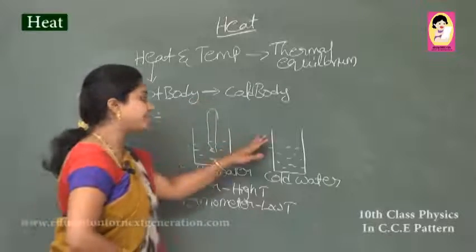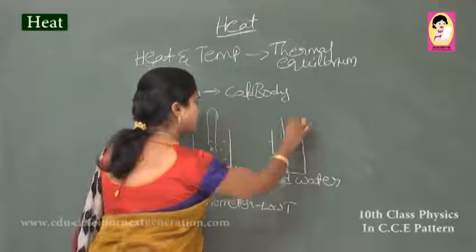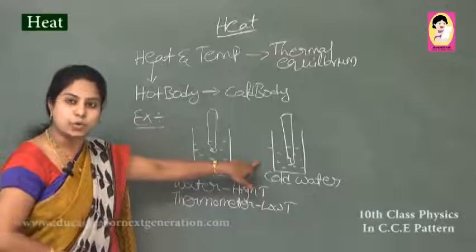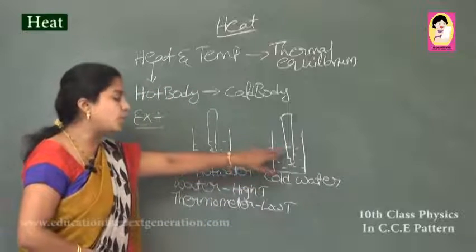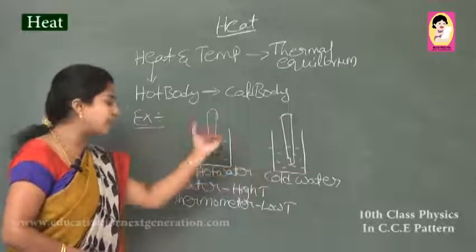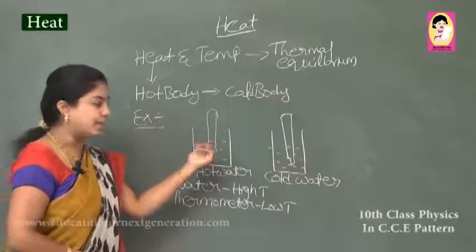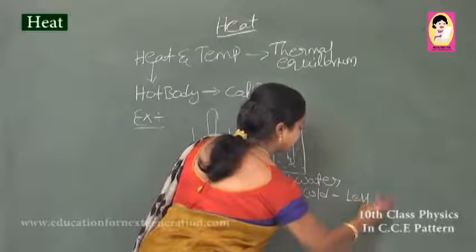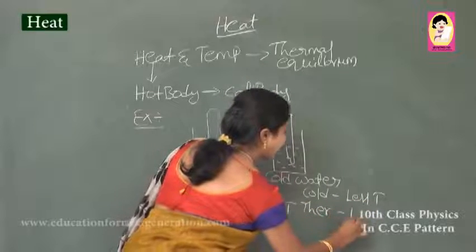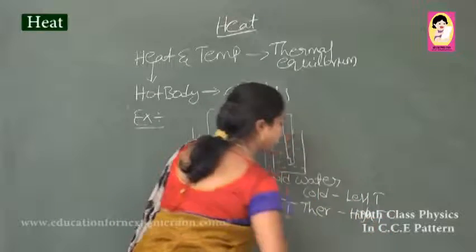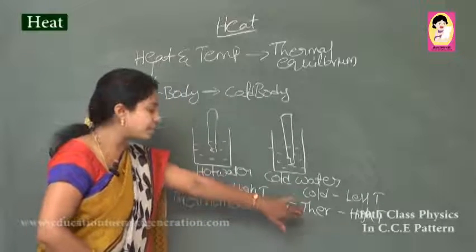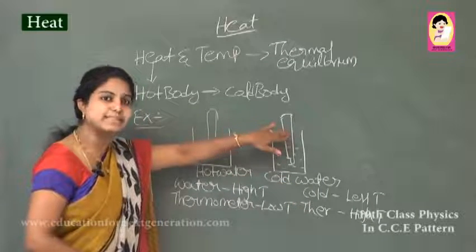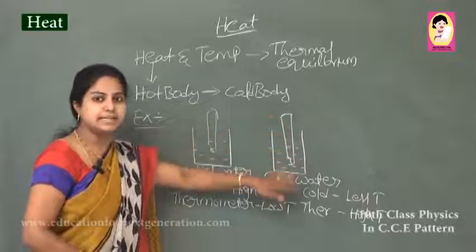In the similar manner, in cold water also we dip the thermometer. If you dip the thermometer in cold water, then we observe the mercury level is decreasing when compared to the hot water experiment. This means the cold water is having less temperature, whereas the thermometer is having high temperature. So heat energy is transferring from the thermometer to the cold water. Heat energy is being lost by the thermometer, thereby the mercury level is decreasing.